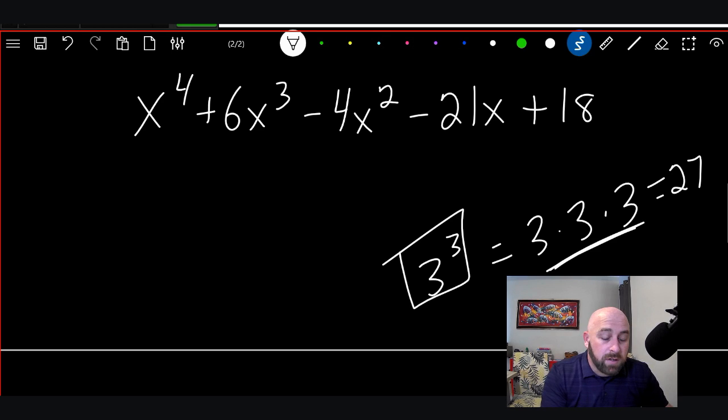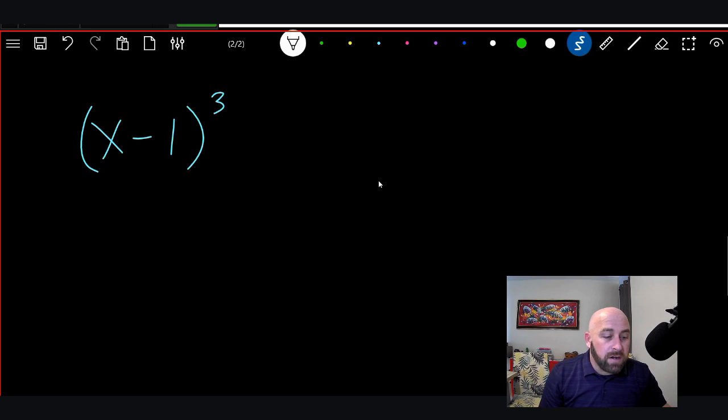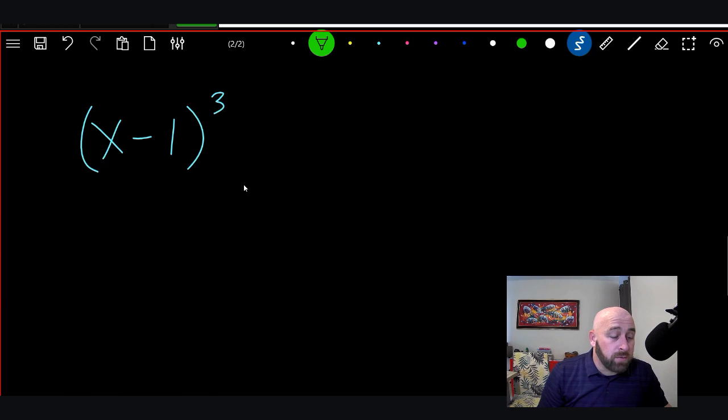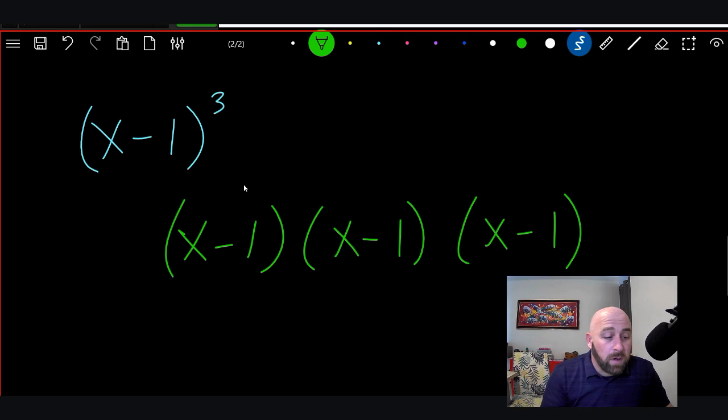This is just a number cubed, but the idea is when you cube something, you multiply it by itself 3 times. So look at this binomial cubed right here. I have x minus 1 cubed. Now, what I want to do with this is let's just write it out like I did with this 3 right here, because that might be a little easier for us to see what's going on. So that's going to be x minus 1 times x minus 1 times x minus 1. And I had to write it 3 times. Why? Because it's cubed. So I had to multiply it by itself 3 times.